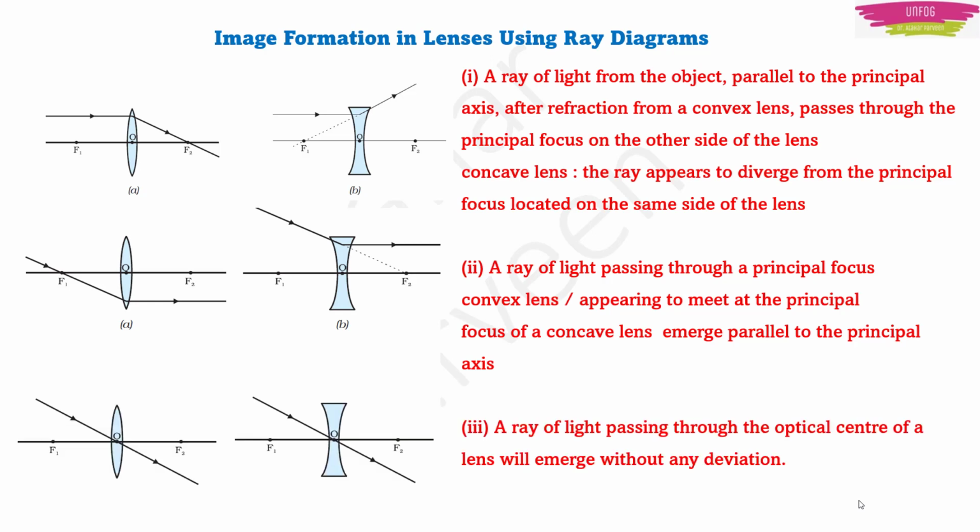Then the third case, the same way which we did for the mirror: if the light is passing through the optical center, in both cases, then after refraction, it will emerge without any deviation.